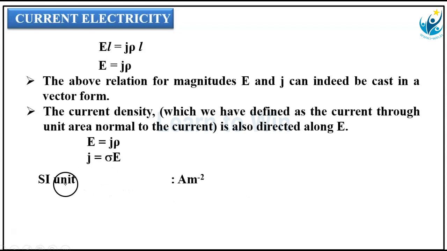The SI unit of current density: current density J is I by A. I is measured in amperes, area in meter square, so ampere per meter square is the SI unit of current density. And the dimensional formula: current is a fundamental quantity. The dimensional formula of current is capital I, and of area is L square. That means current by area is I by L square. That L square goes to the top as L power minus 2. So I L power minus 2.